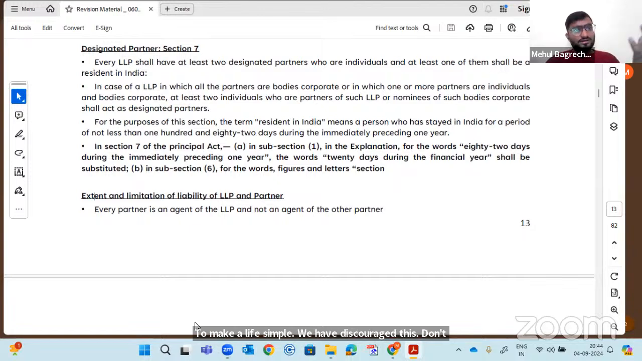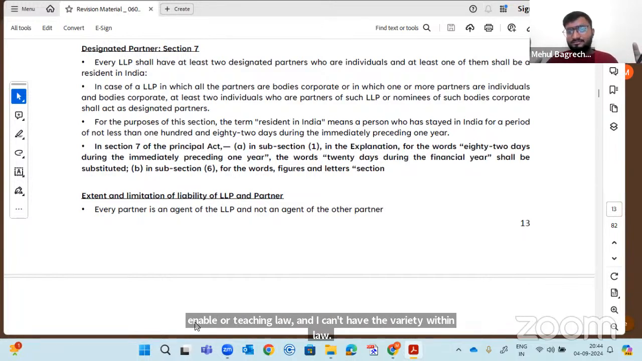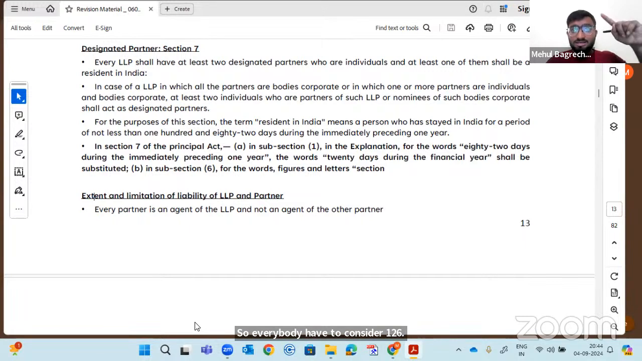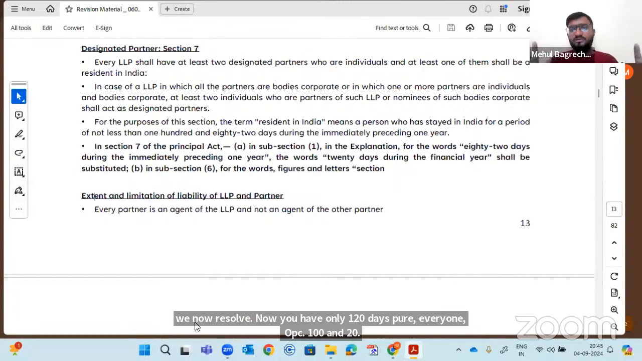Both Rajdeep sir and Mehul are teaching law, and I can't have variety within law. So everybody has to consider 120 days. Understood? So all the confusion which you had about 120 and 182 days has now been resolved. Now you have only 120 days. Clear, everyone? OPC, 120 days. Designated partners, 120 days.